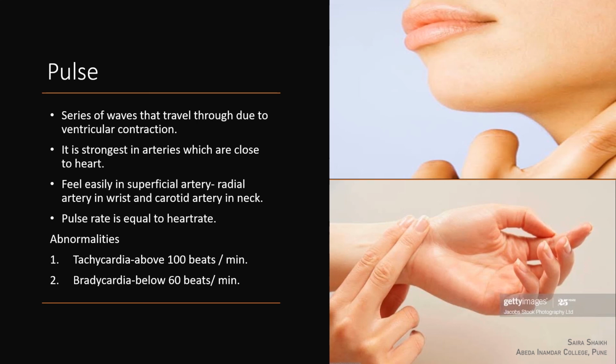In the wrist region, the radial artery is present, and in the neck region, the carotid artery is present. If we keep our fingers on this artery, we can feel the pulse. The pulse rate is equal to the heartbeat. Normally, the heartbeat is 70 to 72 per minute. But in abnormality, this count is changed. During tachycardia, the heart rate is above 100 beats and it is constant. In bradycardia, the heart rate is below 60.